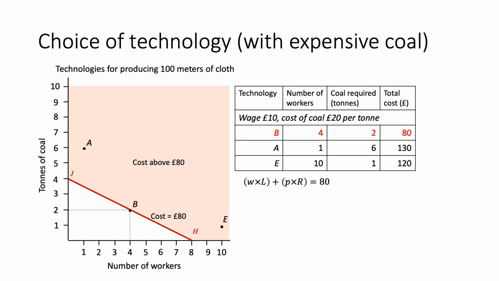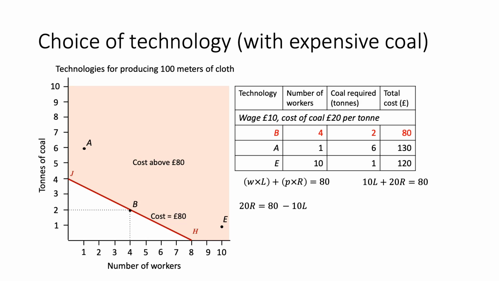First, we'll start by multiplying the wage rate times the number of laborers. So for technology B, we require 4 workers, and the wage rate is 10 pounds. So we'll multiply 10 pounds times the number of workers. And then for our coal, it's multiplying the price per ton of coal times the number of tons used. And so we have 2 tons of coal multiplied by 20 pounds per ton. This gives us our equation here, multiplying it out with the wage rate and our cost per ton of coal. We have 10L plus 20R equal to 80 pounds for our total cost.